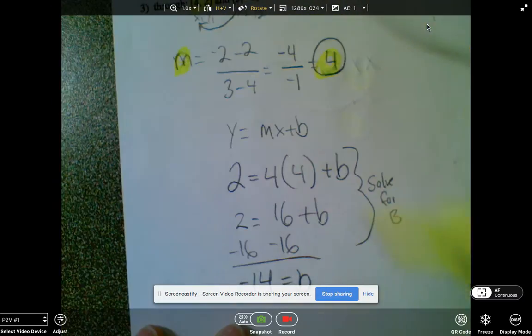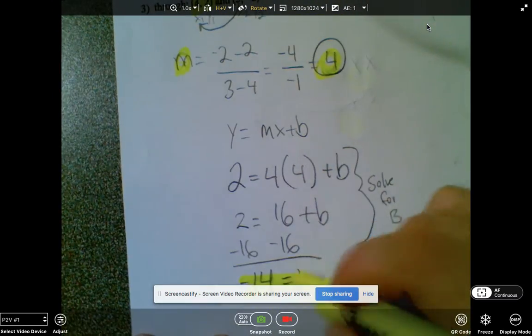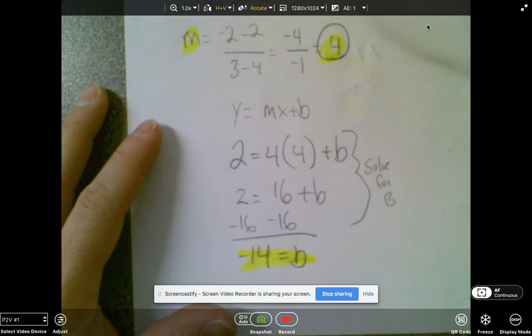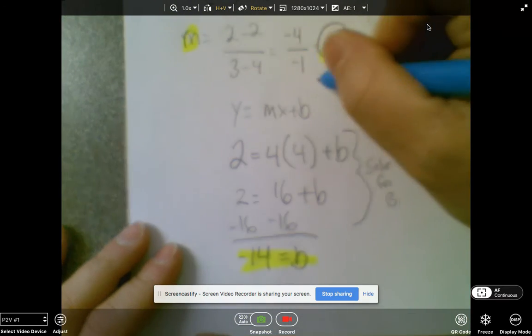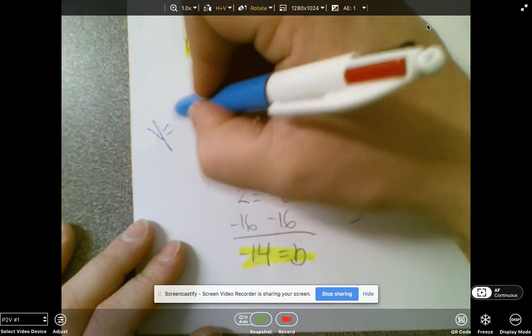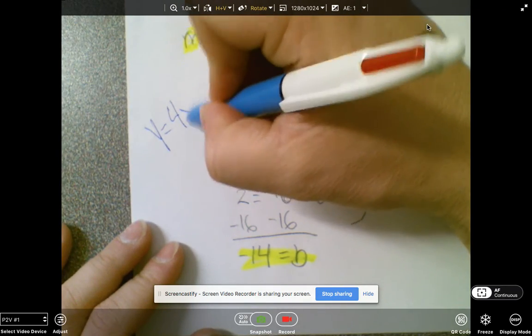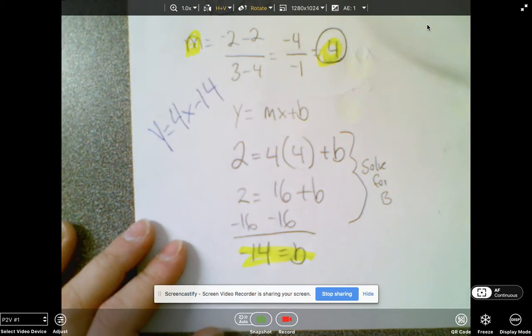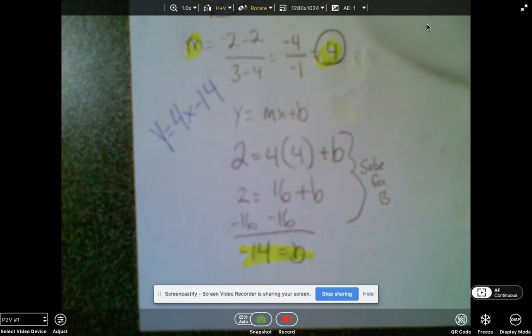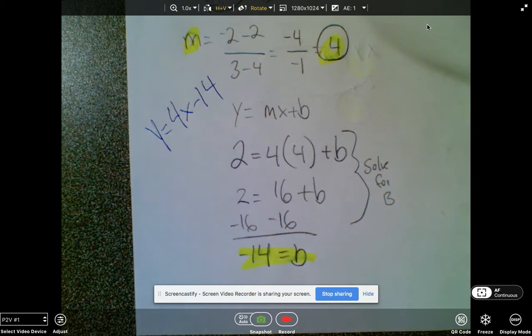And so now I have what I wanted, which is my m. That's my m. And then I have my b. Raise your hand if you can write the entire equation now. I'll do it over here. Y equals 4x minus 14. All right, so the next two questions, why don't we try number 2 on your own, and then number 4 we can get partners.